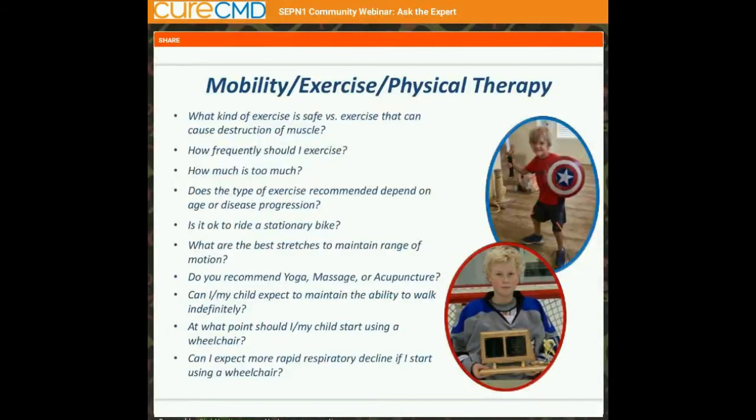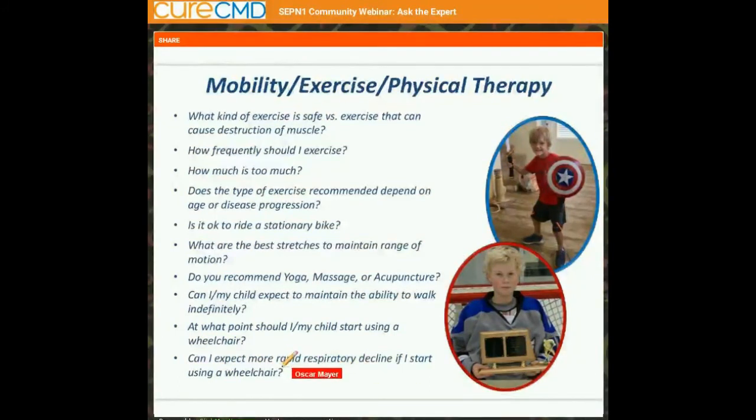But as a rule of thumb, typically what I recommend is swimming, which is one of the nicest forms of isometric exercise that you can do. And additionally, I saw here, is it okay to ride a stationary bike? Yes, I think biking is also very safe. You can do arm biking as well. And another rule of thumb that I have is, if you're doing any kind of exercise that is distinctly causing muscle pain, that's probably an exercise to stay away from.